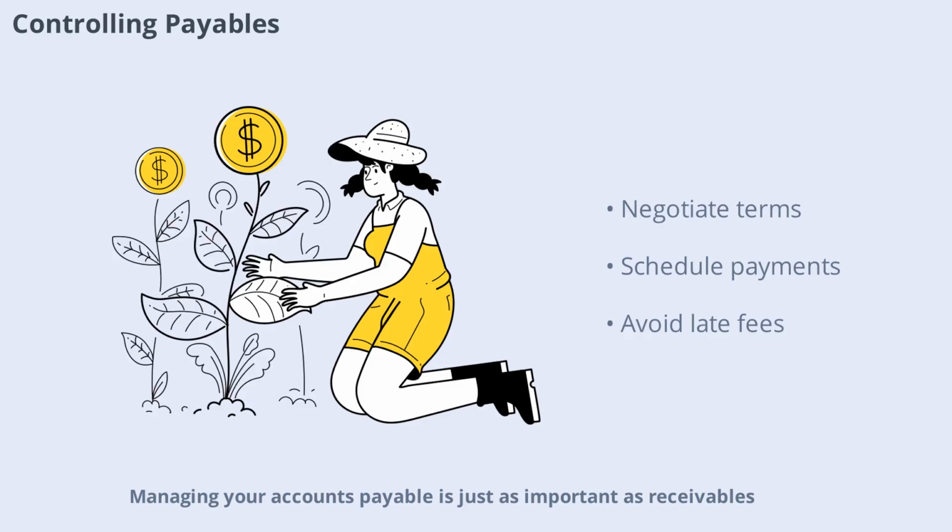Managing your accounts payable is just as important as receivables. Negotiate favorable payment terms with suppliers, schedule payments to optimize cash flow, and avoid late fees. By carefully controlling outflows, you can maintain a positive cash position and strengthen supplier relationships.